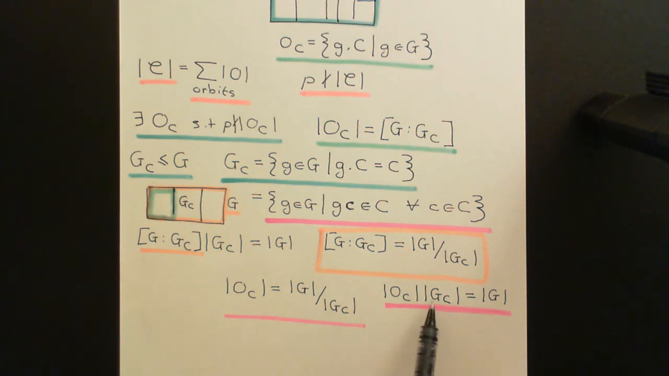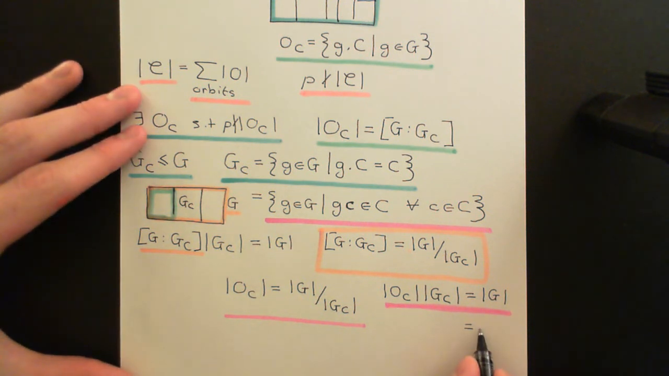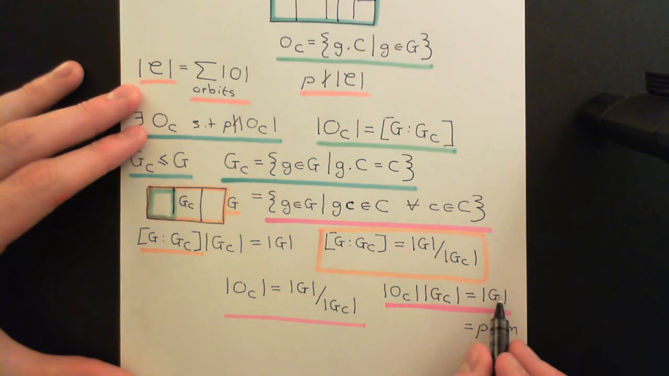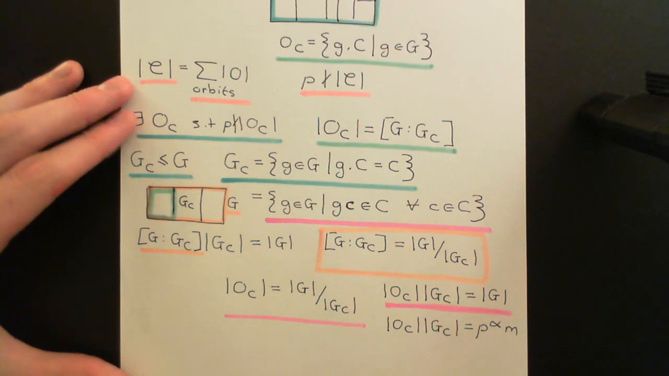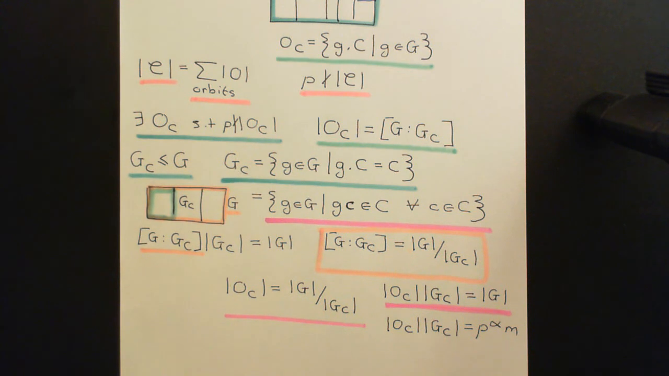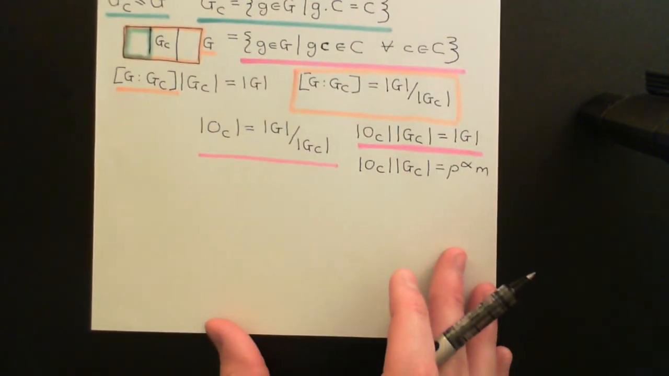Then we have, just from the orbit-stabilizer theorem, which always applies for any orbit you like, that this times the stabilizer of C in G is equal to the order of the group. Now I can replace the order of the group with p to the power of alpha times m, because I know what that is equal to. Then I get that the order of the orbit of this subset C times the order of the stabilizer of C in G is equal to p to the power of alpha times m. Let me just get this in full view.